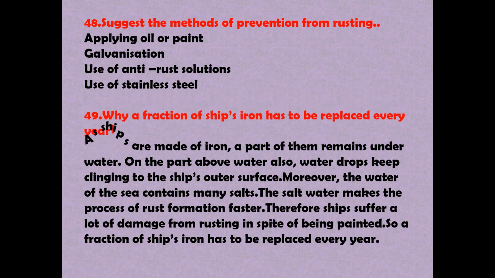Next question. Why a fraction of a ship's iron has to be replaced every year? As ships are made of iron, a part of them remains under water. On the part above water also, water drops keep clinging to the ship's outer surface. Clinging means it sticks to the ship's outer surface. Moreover, the water of the sea contains many salts. The salt water makes the process of rust formation faster. Therefore, ships suffer a lot of damage from rusting in spite of being painted. So, a fraction of ship's iron has to be replaced every year.